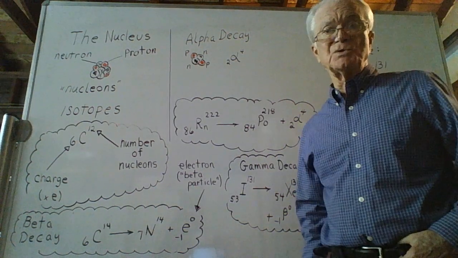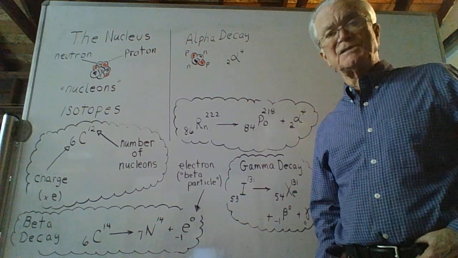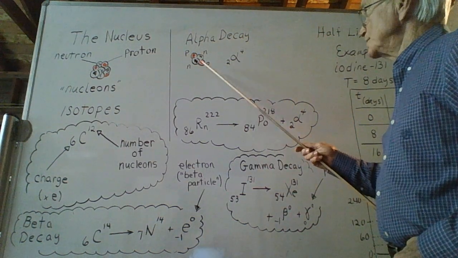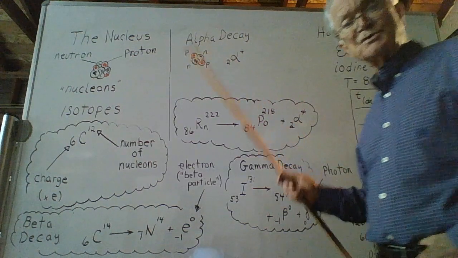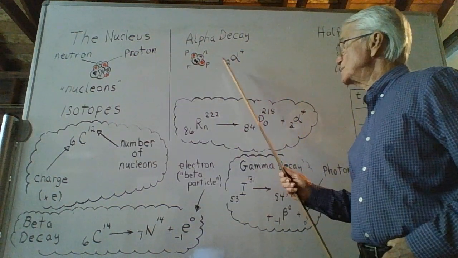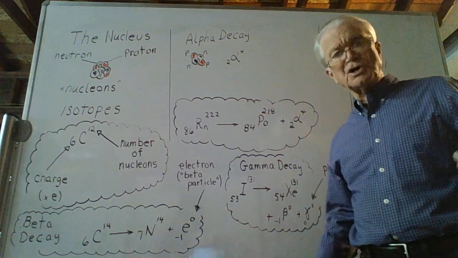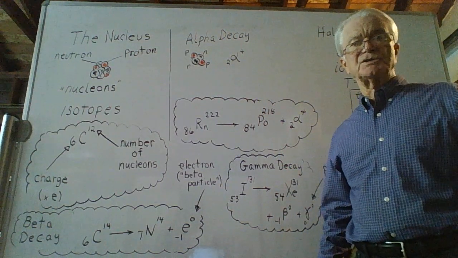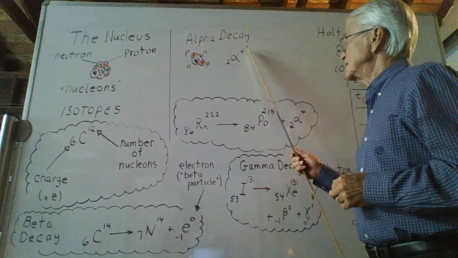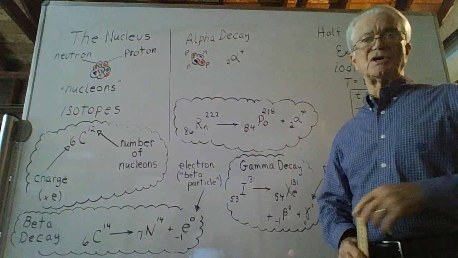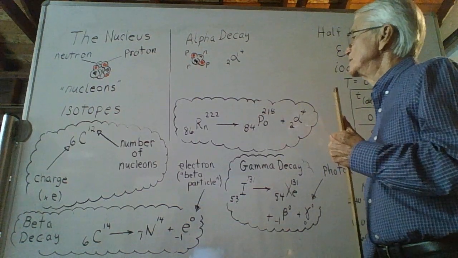There's a second mode of radioactive decay, and it's called alpha decay. An alpha particle is a clump of nucleons, 2 protons and 2 neutrons, and it's symbolized this way. Subscript 2, meaning its total charge is twice the charge of a proton, 2 times e, and a superscript 4 indicates that there are 4 nucleons in this thing, 2 protons and 2 neutrons.